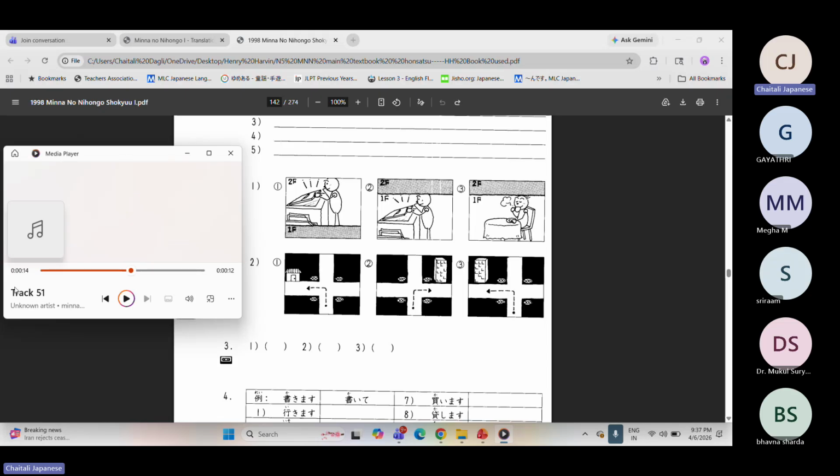He said ikkai, no? Ikkai. So first floor. Ikkai is first floor. And here they have given second floor.